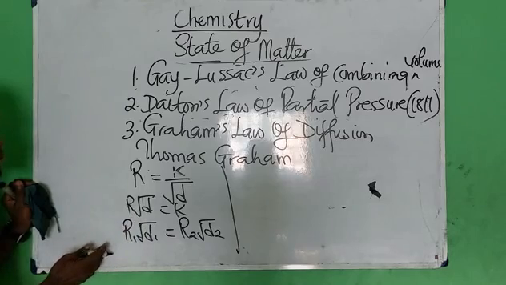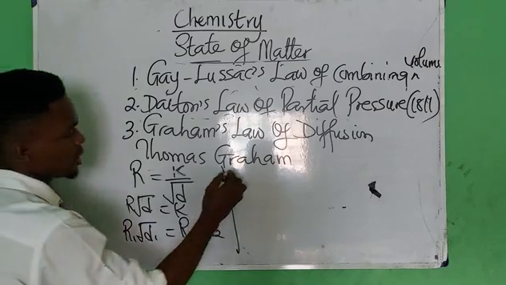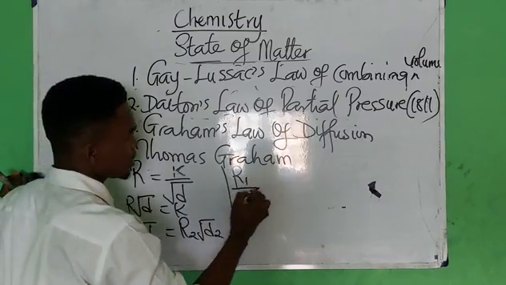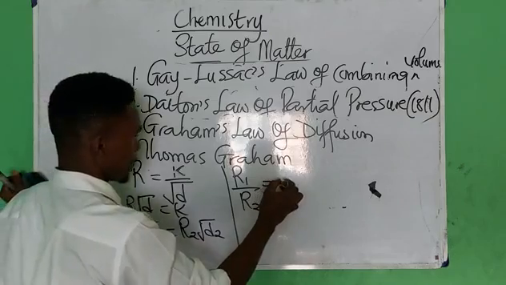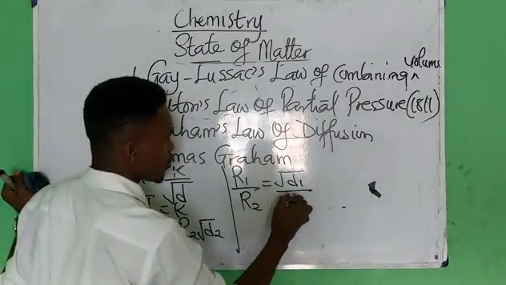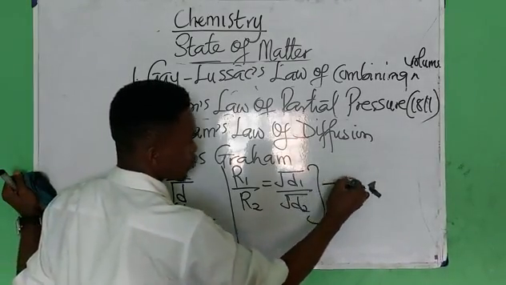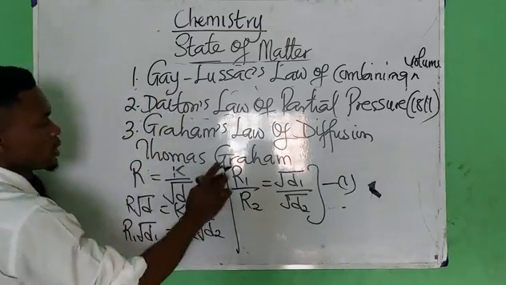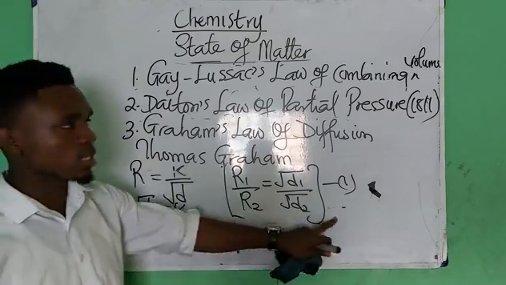So I have this. I want to take rate to one side and density to one side. It means I'll divide this by this. It means that r1 divided by r2 equals the square root of d2 over the square root of d1. Alright, so this is equation 1 under Graham's law of diffusion.